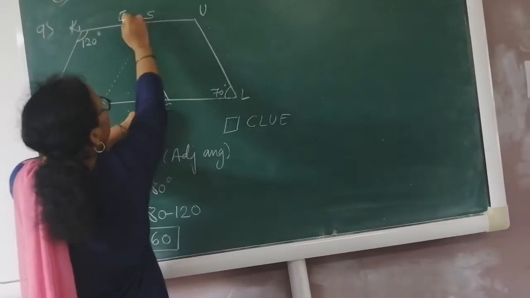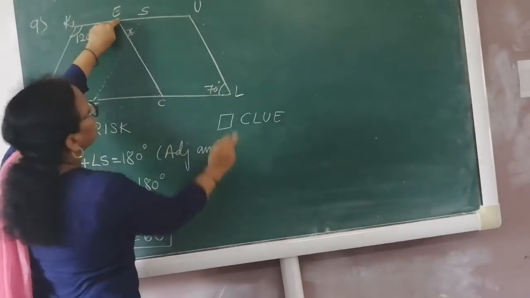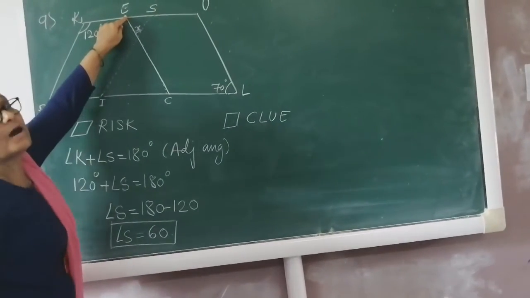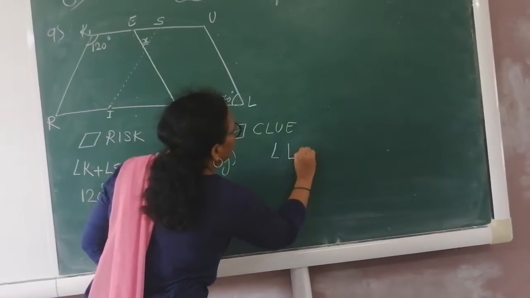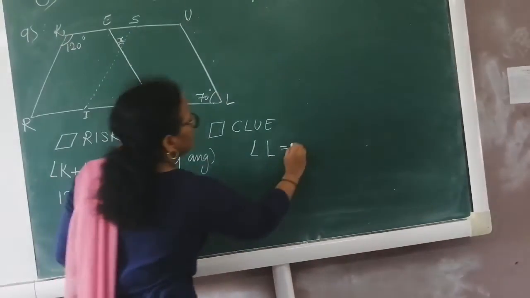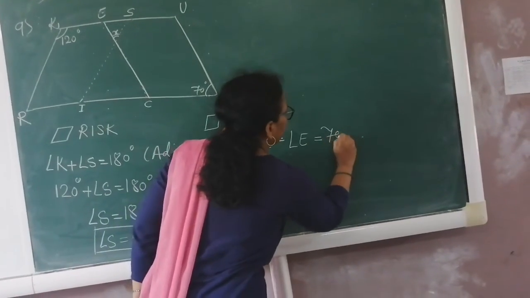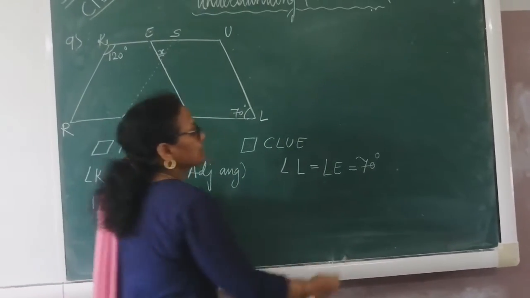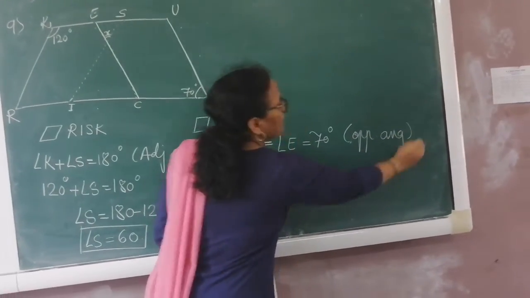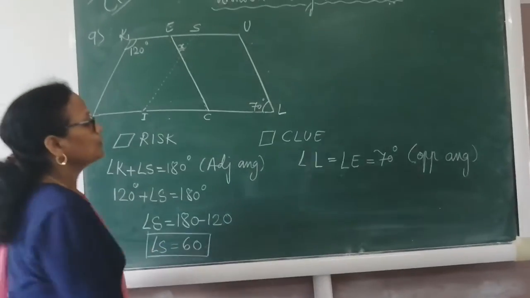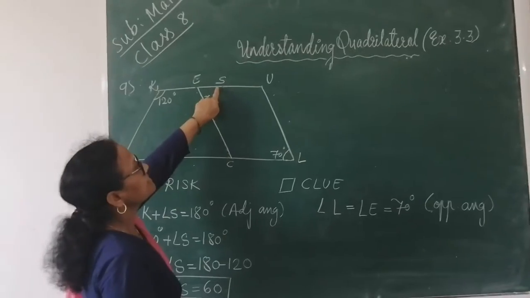Why? Because CLUE is the other parallelogram, and angle L and angle E are opposite to each other, and opposite angles of the parallelogram are equal. Therefore, angle L is equal to angle E is equal to 70 degree. Why? Because these two angles are opposite angles of the parallelogram. Okay, and opposite angles of the parallelogram are equal. So here you got angle E is equal to 70. Means this is 70 degree and this is 60.